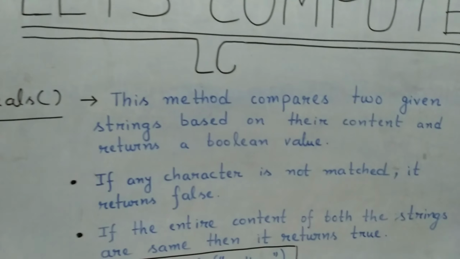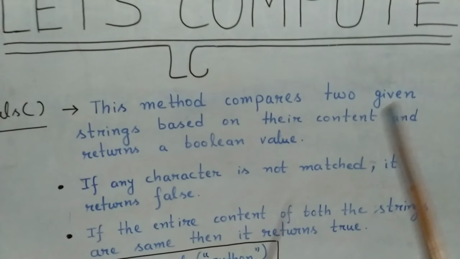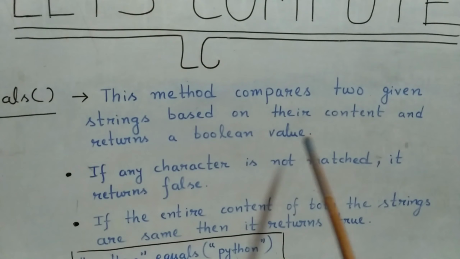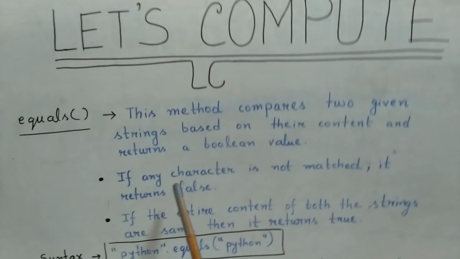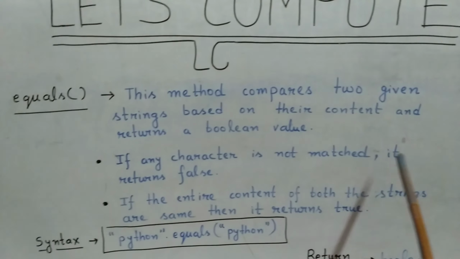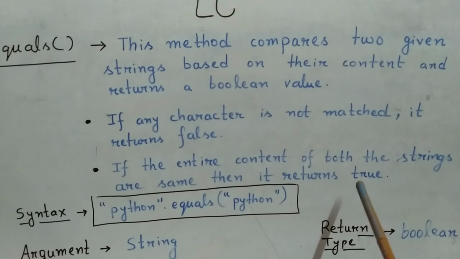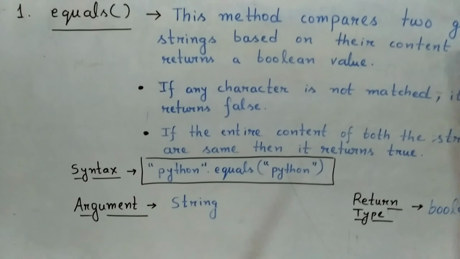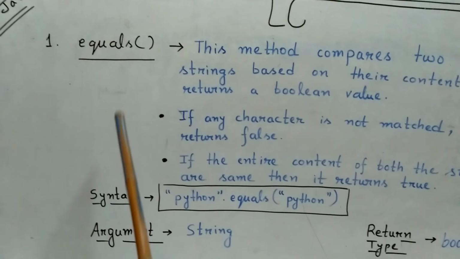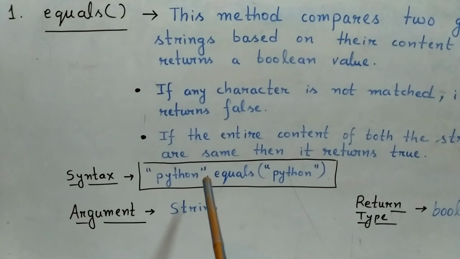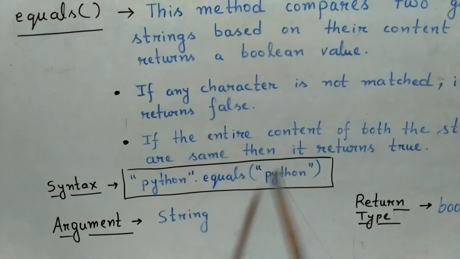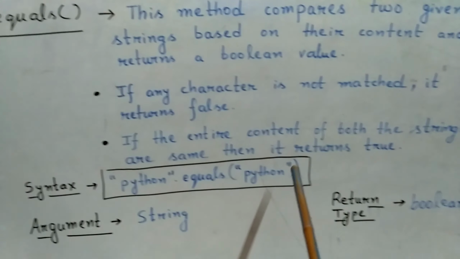This method compares two given strings based on their content and returns a boolean value. Well, if any character is not matched at all, it returns a false value. Otherwise, if the entire content of both the strings is the same, then it returns a true value. Let us have a close look at the syntax of the function equals. First string dot equals, within parenthesis, the second string.